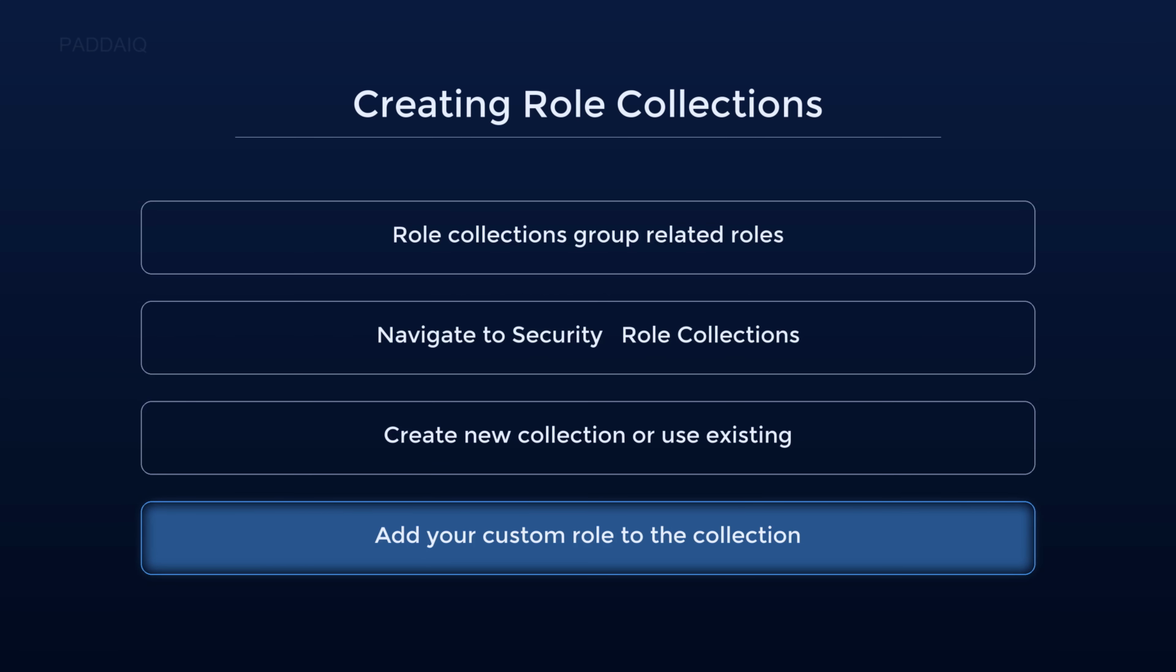Add your custom role to the collection. This means including a role you have designed into a group of permissions. For instance, if you create an expense auditor role, you'd add it so users in this collection can review company expenses. This step ensures your tailored roles are actively assigned and functional for the intended users.